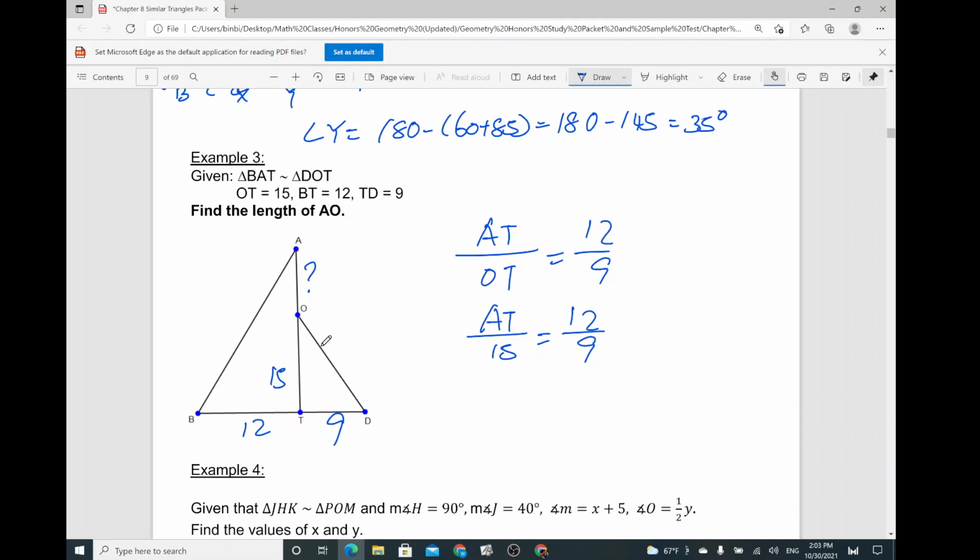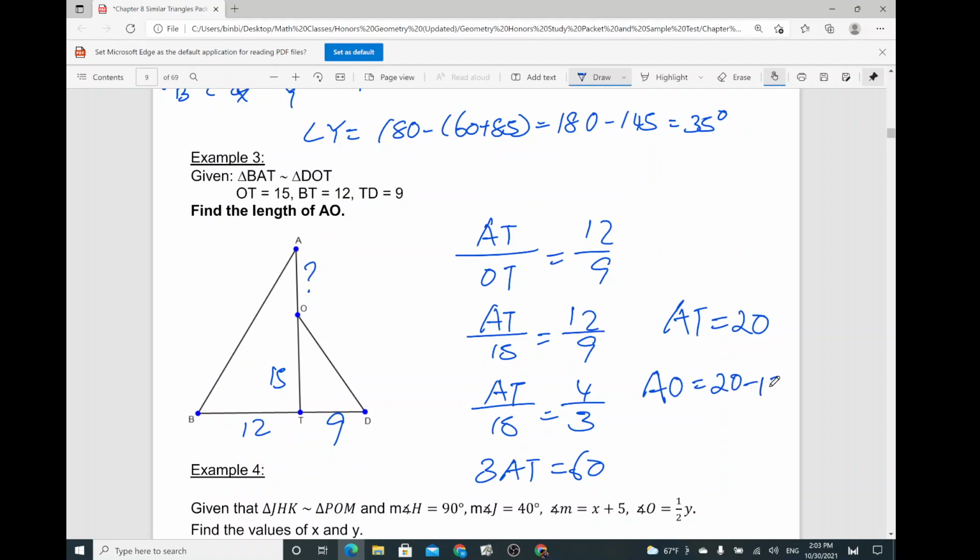Cross multiply, or simply just reduce. So AT over 15 equals 4 over 3. Divide top and bottom by 3. Reduce the fraction first, and then cross multiply. So 3 times AT equals 15 times 4, which is 60. So that means AT equals 20. Once we get AT, using the segment subtraction postulate, we can get AO. So 20 minus 15, that'd be 5.